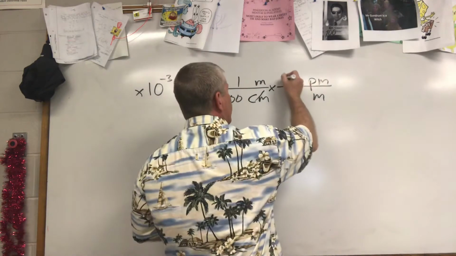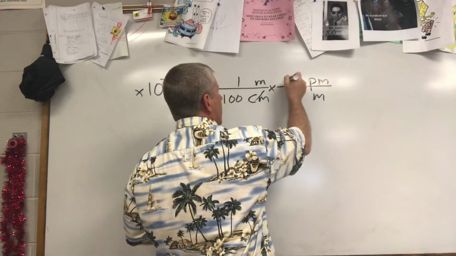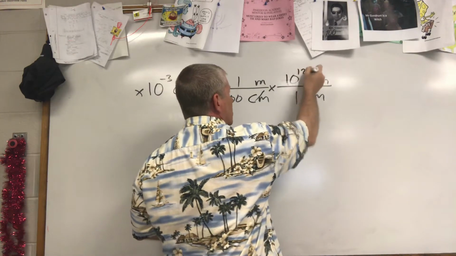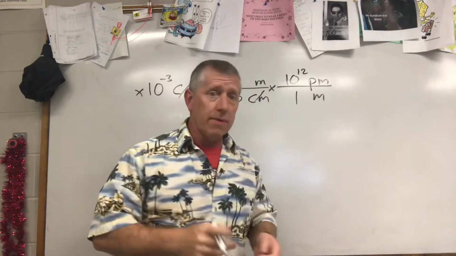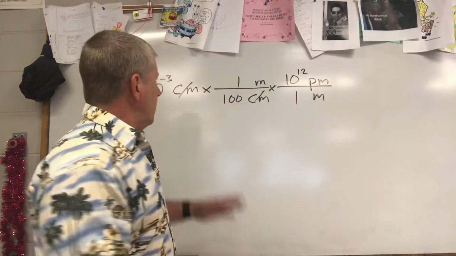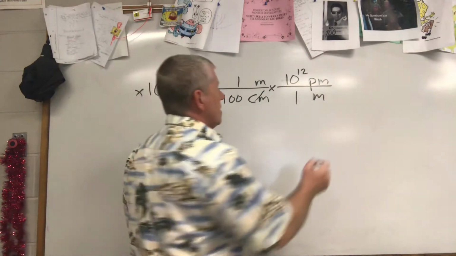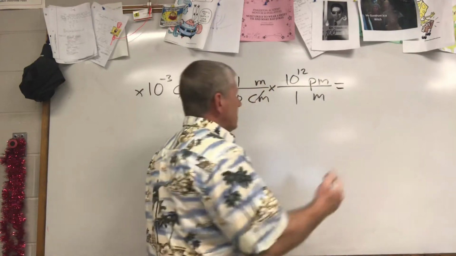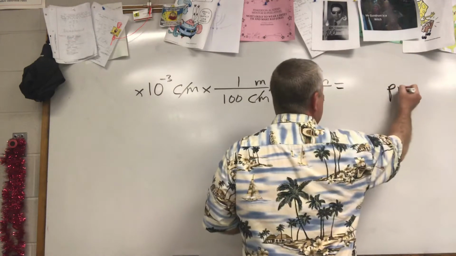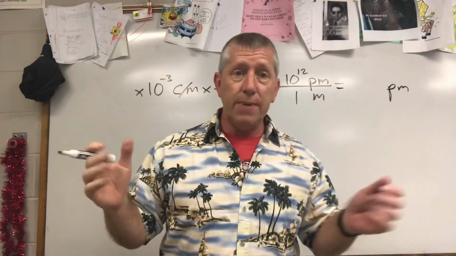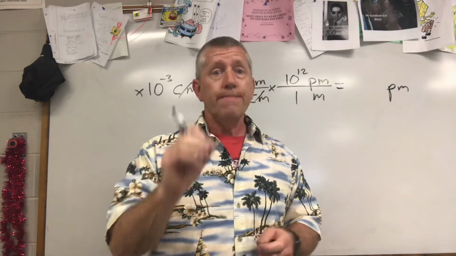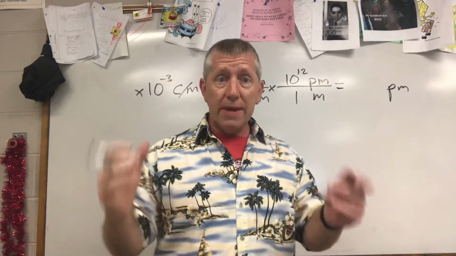So up here I have to put 1 times 10 to the 12th, or I can just put 10 to the 12th. It means the same thing as 1 times 10 to the 12th picometers. So that's my setup to get this into picometers. When you do this calculation, you will get a big number. It's going to be a big number because picometers are really small, so you're going to end up getting a big number of how many picometers thick.